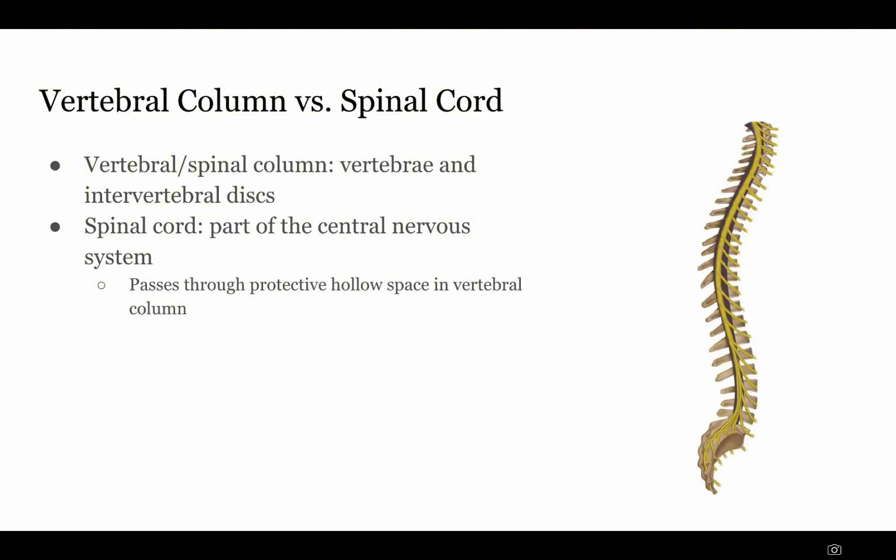In the image on the right, we can see a cross-section of the vertebral column, and the yellow structure that passes through the vertebral column, that is the spinal cord. The spinal cord passes through a protective hollow space in the vertebral column known as the vertebral canal.